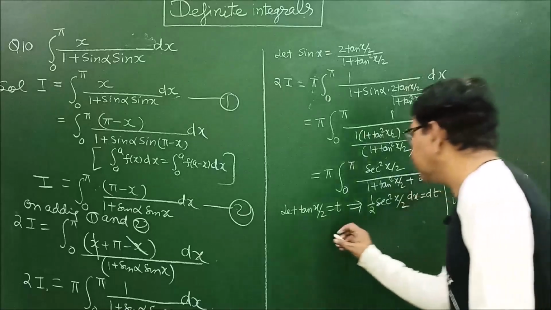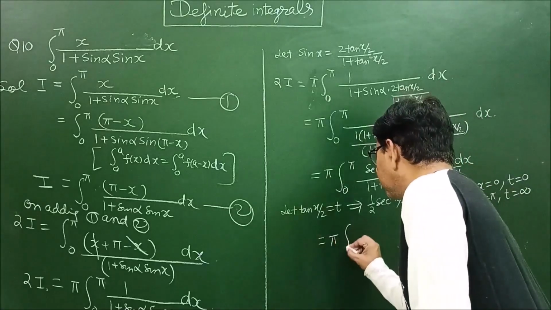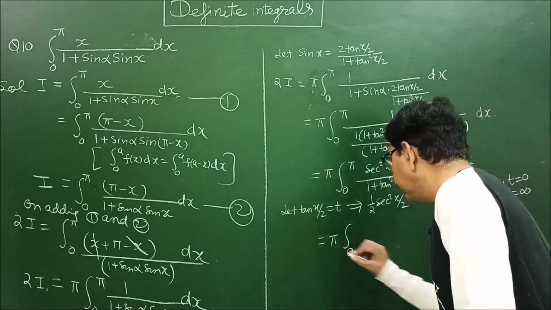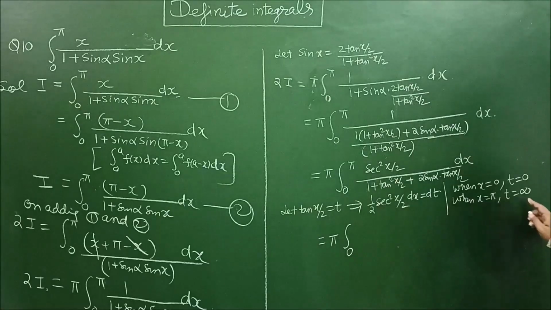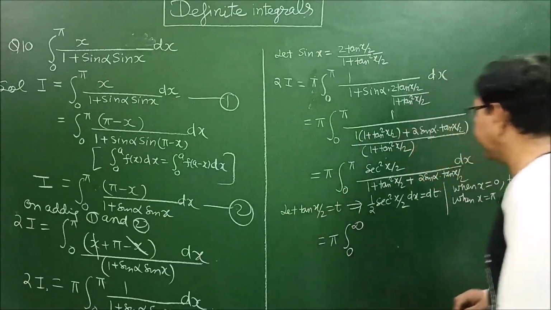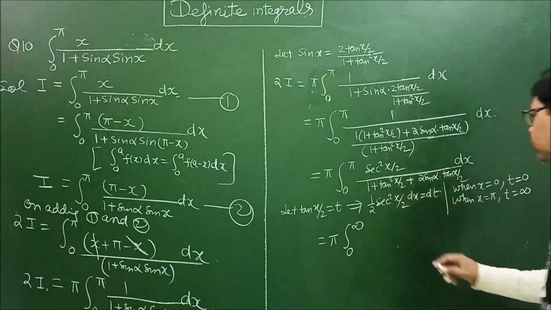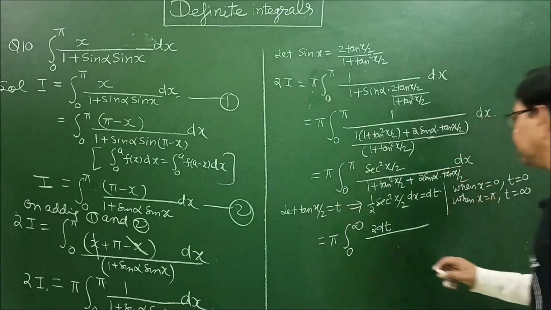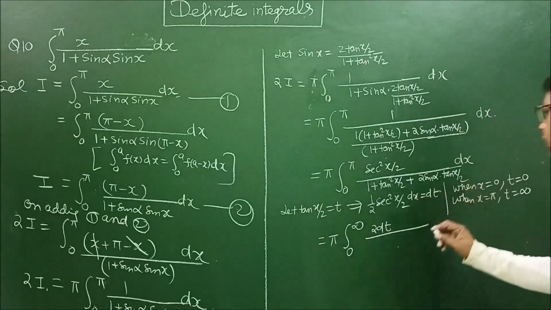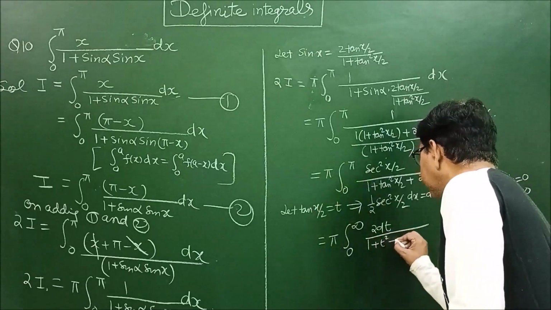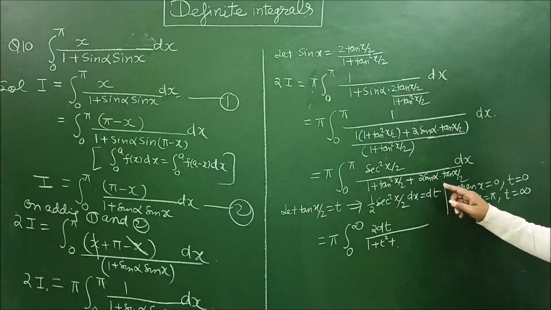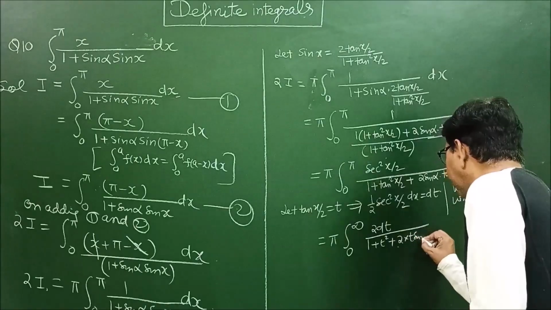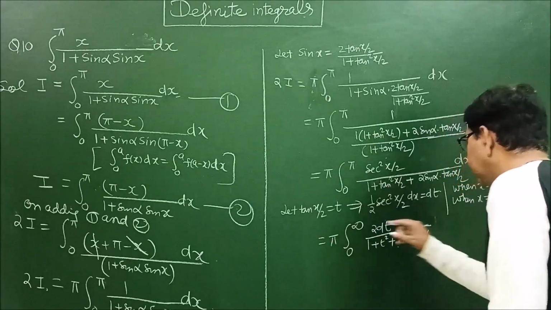Now changing the limits here, we can write pi into, when the lower limit x is 0, the limit of t is 0, and the upper limit when x is equal to pi, t is infinite. And sec square x by 2 dx is equal to 2 dt upon, here 1 plus tan square x by 2 means tan x by 2 is t, so 1 plus t square plus 2 into t into sin alpha, dt.